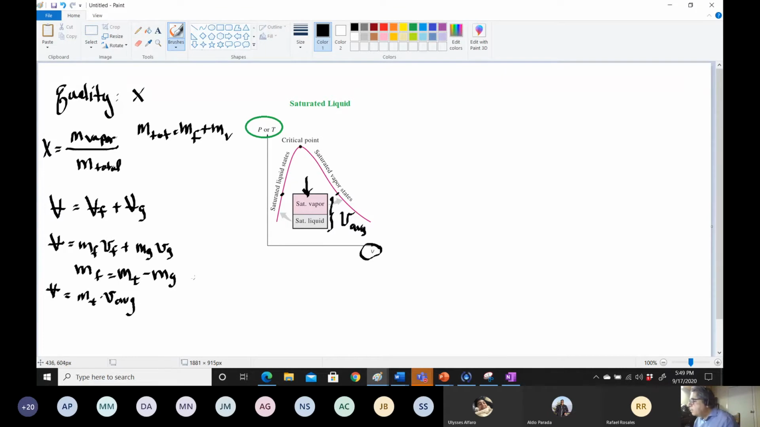All right. Now, so this is also equal to mass. Let's see. So mass of the total is equal to.